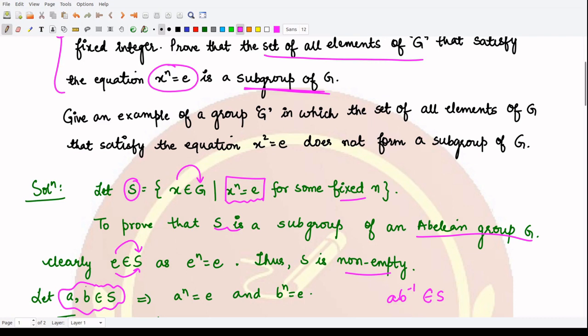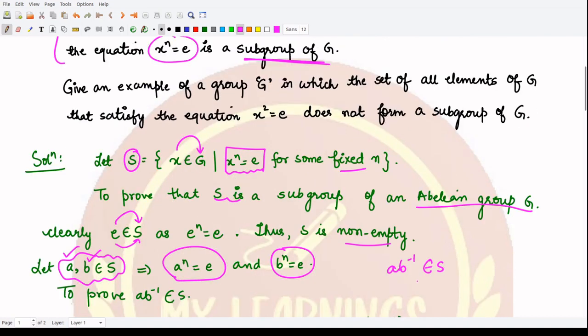Because A is present in S, we have A raised to power n is E, and because B is present in S, we have B raised to power n is E. Now we want to show AB inverse belongs to S. For that, we need to prove that AB inverse raised to power n is also E. So let's consider the left hand side here.